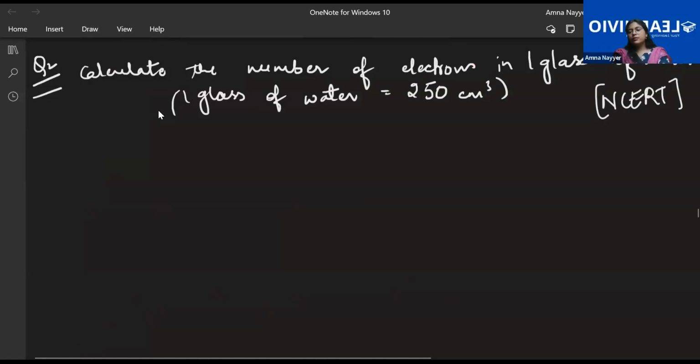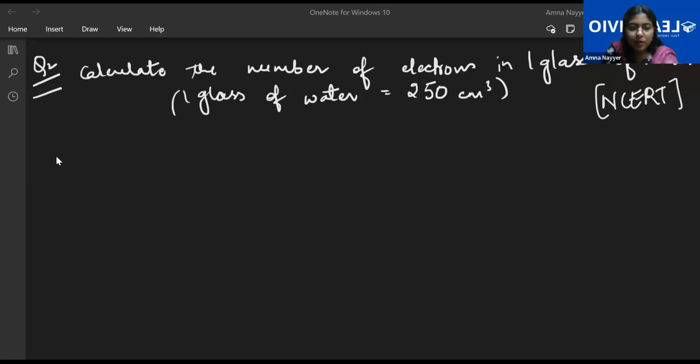Okay, class, now this question says calculate the number of electrons in one glass of water. This is a question from your NCERT and it's a very vague question if you see. This question has no relation with Q is equal to any formula. But we'll solve it with the help of chemistry of your class 11th, first chapter, mole concept. When it says one glass of water, it roughly means 250 centimeter cube.